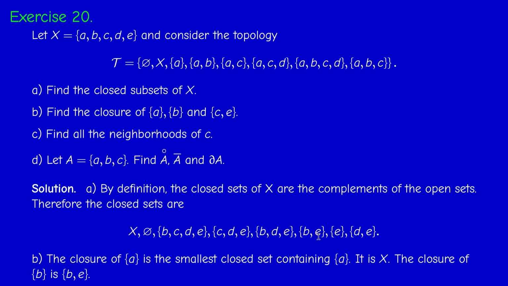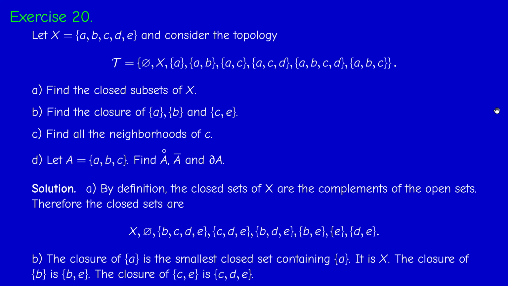And what are the closed sets containing B? We have BCDE, BDE, BE, and X, of course. What is the smallest among these 4? It's just BE. So the closure of B is BE. What about CE? What are the closed sets containing CE? We have the whole space, BCDE, CDE, and that's all. The smallest one among these 3 is CDE. So the closure of CE is CDE.